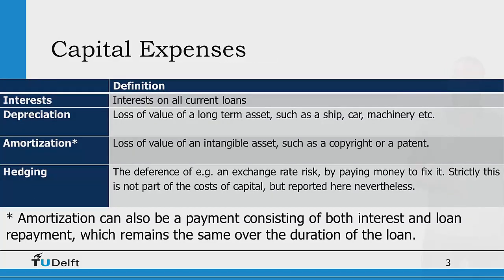The capital expenses consist of all the financial cost, which is in this game interest and depreciation, plus hedging cost if you do a fixed interest. The amortization is also considered a capital expense, and it consists of the write-off of an intangible asset, which you could consider such as a copyright. Amortization, however, should not be mistaken with the other version of amortization, also in the English language, which is the payment of both interest and loan in a combined payment. This is a different type of amortization and has to do with loan repayments and not with the financial expenses or the capital expenses of a ship.